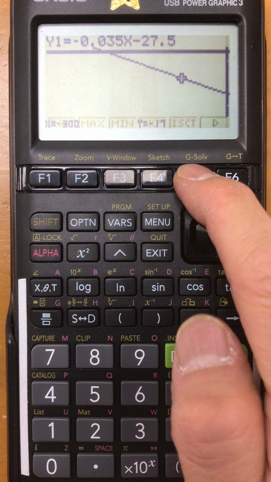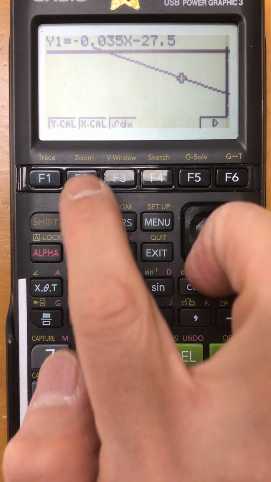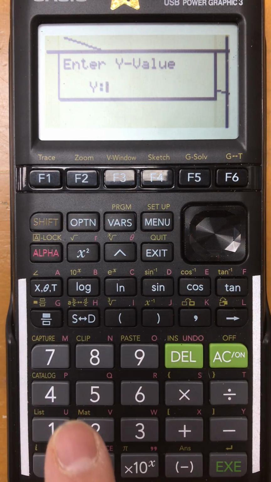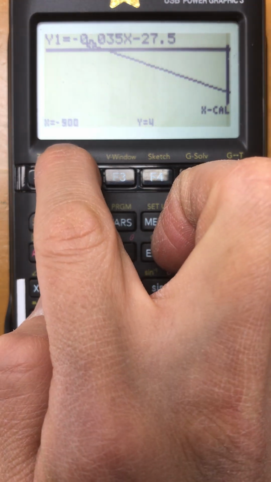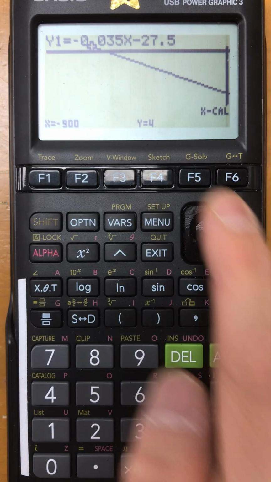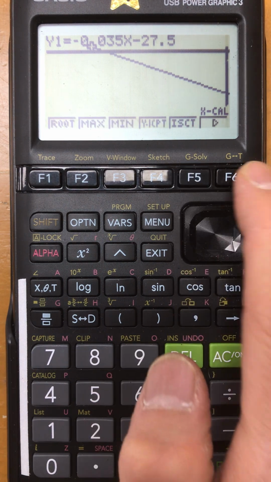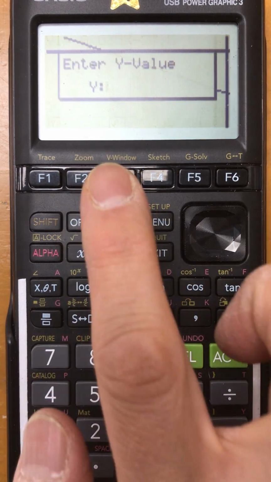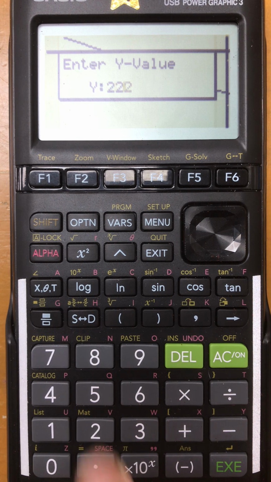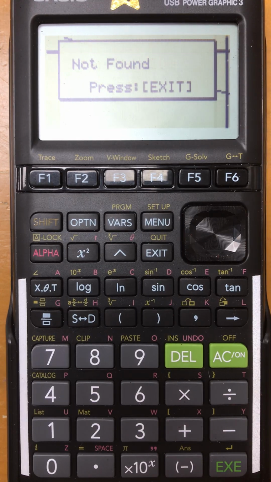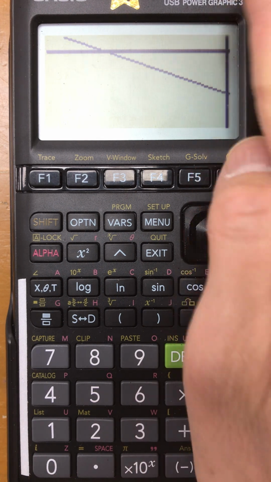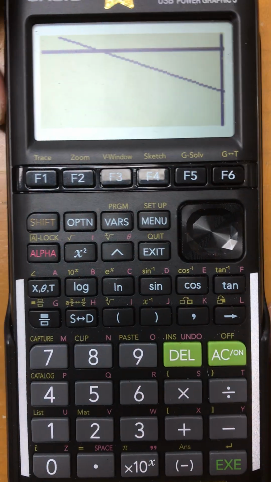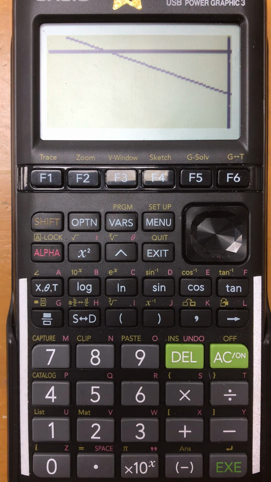So let's go to gsolve, F6 to get xcal. So y value of 4 returns an x value of negative 900. Okay. Go back to gsolve, F5, F6 to get xcal. Y value of 222. Not found. Why? Because, let's think about this. Go to your graph. 222 is way up here. Okay? So we need to be able to see that in our graph.